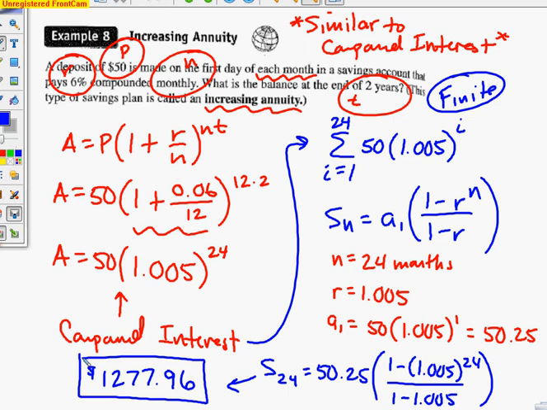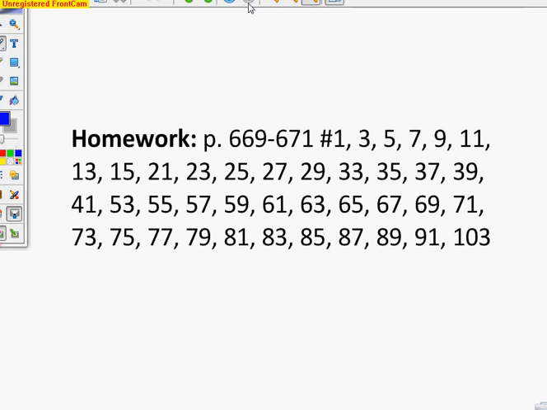Okay, so then your homework over the weekend is to complete this homework. And we will talk all about it on Tuesday, as well as review.